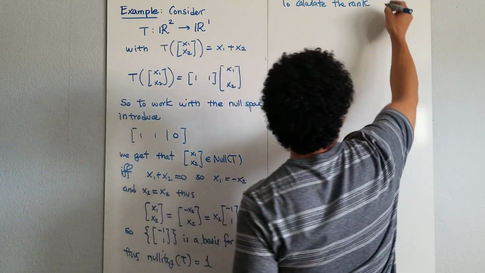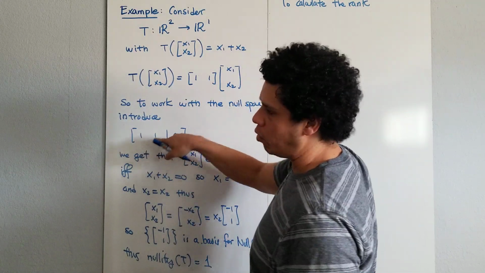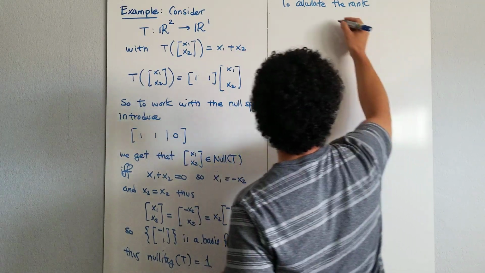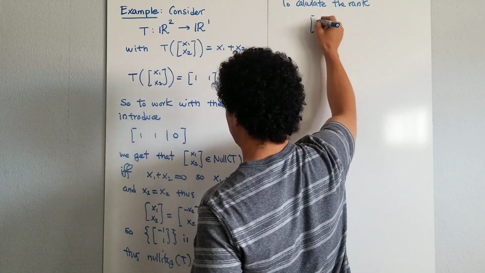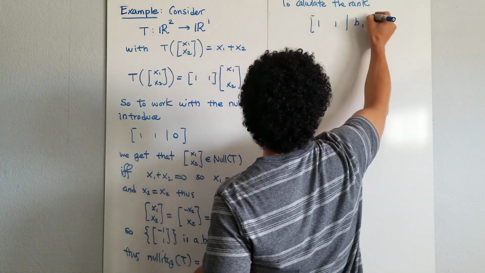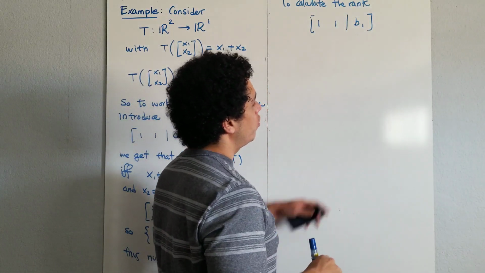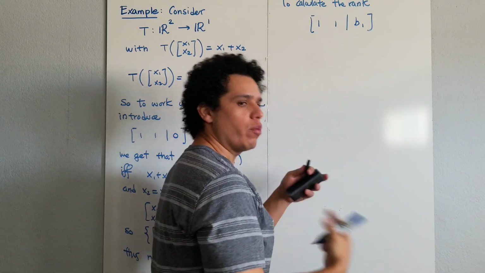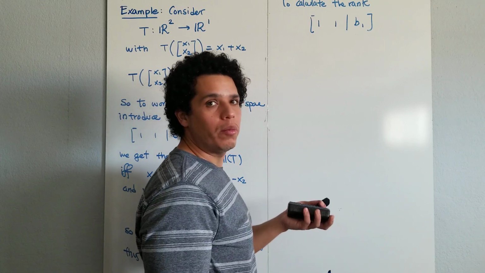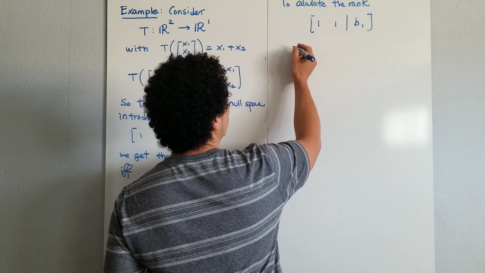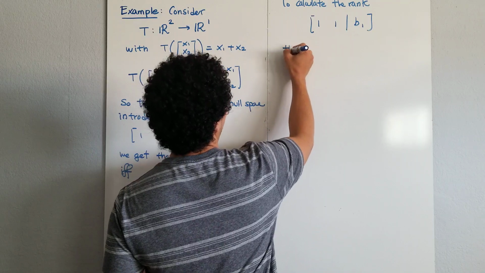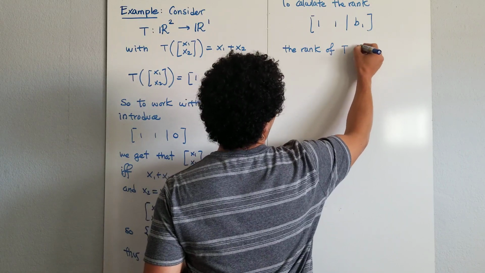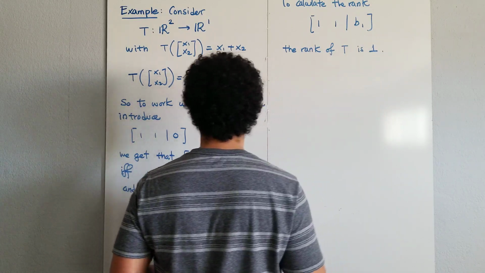To calculate the rank, well, just as we had before, remember, we introduced a very similar matrix. But now, with this extra element, I'm sorry. And, well, we perform reduction, but it's already reduced. So there's nothing to be done, which means that we can simply say that the rank of T is 1.